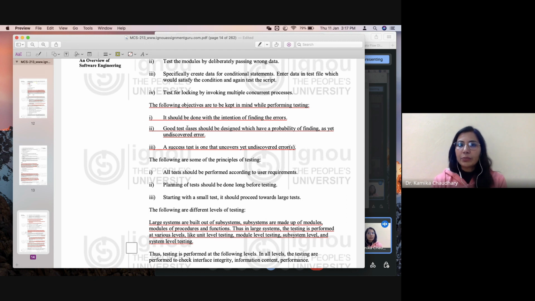And the third important point is, a successful test is one that uncovers yet undiscovered errors, right? So the entire aim of the testing phase is to uncover the undiscovered errors, those errors which haven't come yet. When we are able to find those undiscovered errors, that testing will be called successful testing. That testing will be named as, yes, the testing team has done well because it has revealed all those hidden errors. Understood?